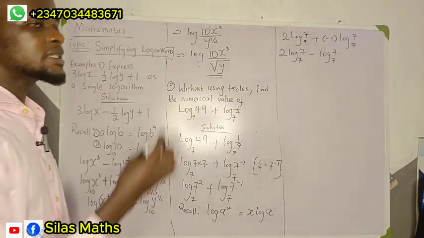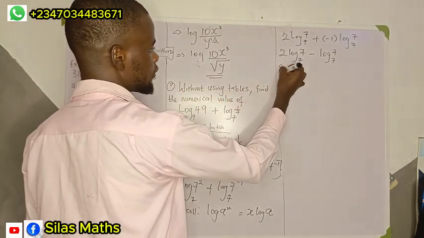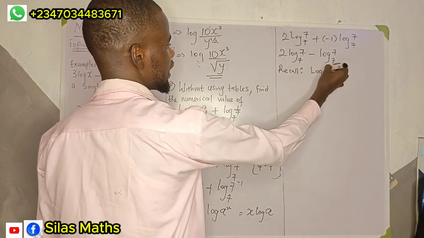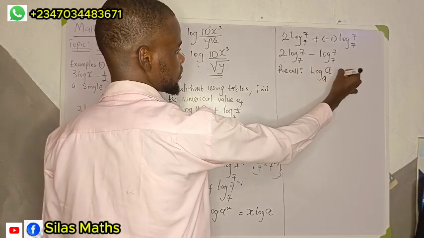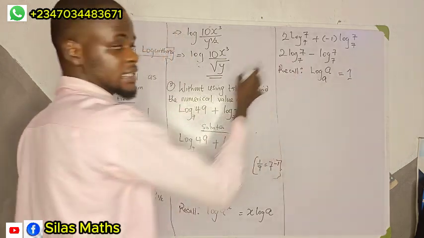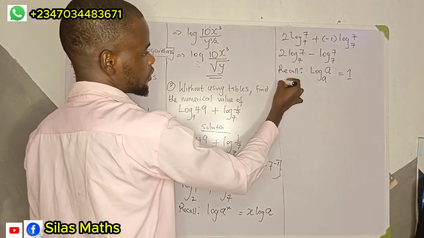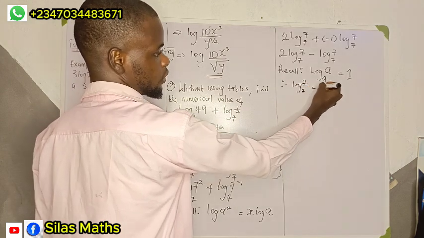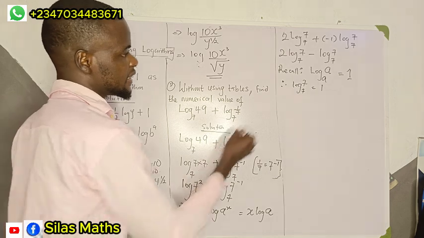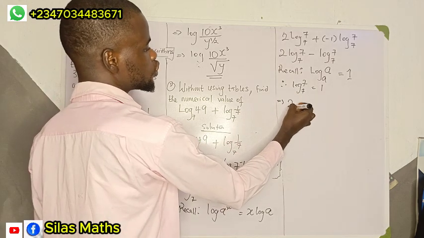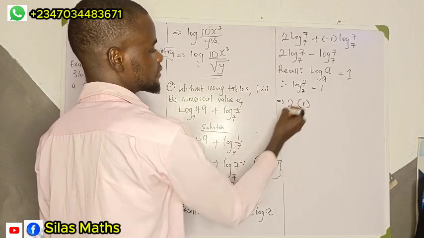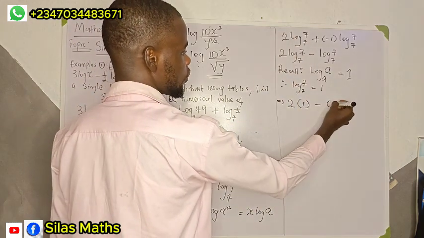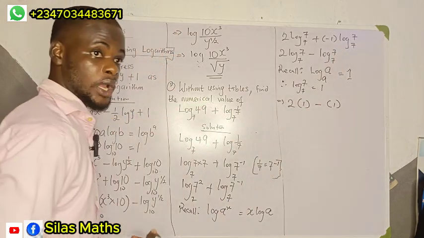Yes, so at this point you recall that log a base a is equal to what? 1. So therefore we can say that log of 7 base 7 is equal to 1. So in applying it here, this becomes 2 times 1, because the whole of this will give us 1, minus 1. The whole of this will give us 1.